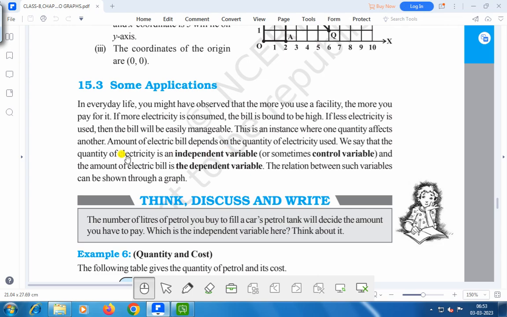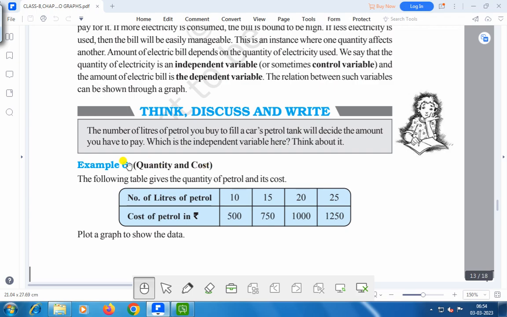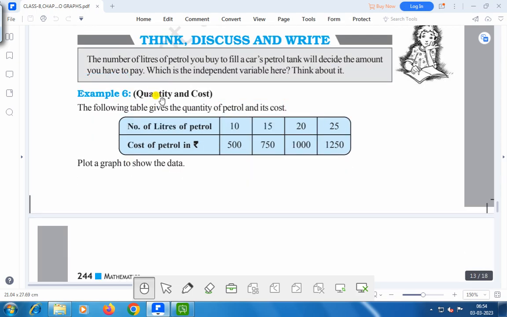We say that the quantity of electricity is an independent variable, or sometimes a control variable, and the amount of the electric bill is the dependent variable. The relation between such variables can be shown through a graph. Here, suppose this is quantity and cost.